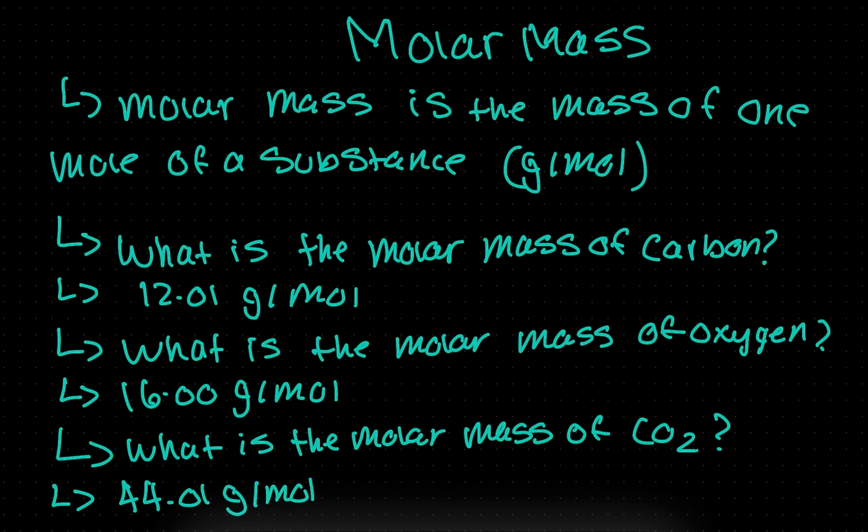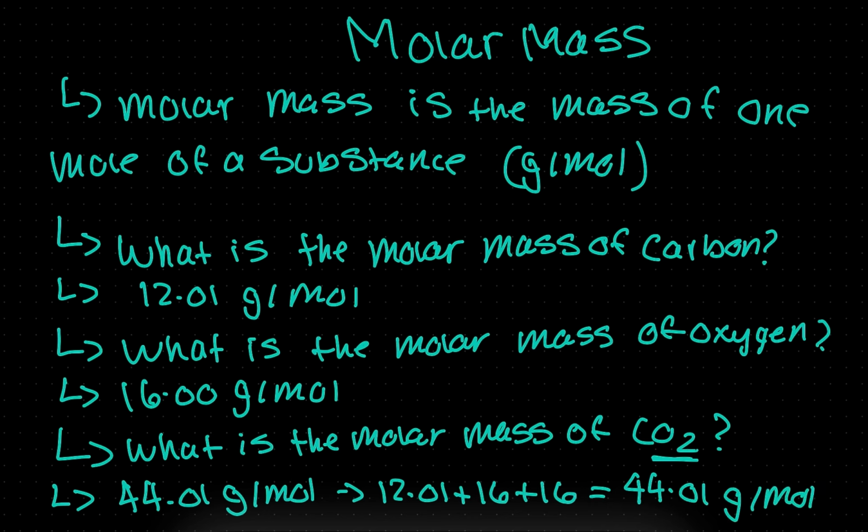Well, let's see. We found carbon already, right? We found carbon, which is 12.01. We found oxygen, which is 16. And our O2 here represents 2 oxygens. So we just add 16 again. And we do this calculation, 12.01 plus 16 plus 16, and we get 44.01 grams per mole. So that's molar mass as well. Not too difficult, right?